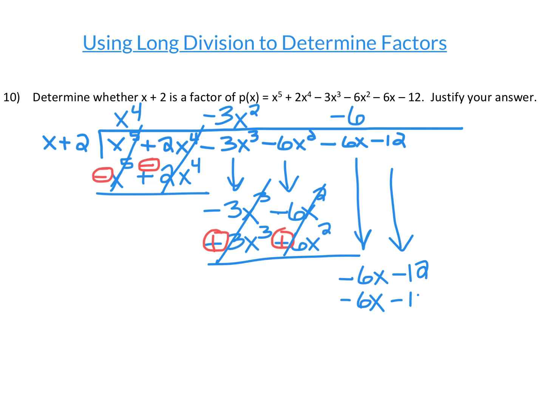All right, then I'm going to switch my sign so this becomes a plus. And this becomes a plus, and then, look at that, everything cancels off. So, if everything cancels off, it means we have no remainder. So if we have no remainder, x plus 2 divided into p of x evenly. So if it divides into it evenly, it means that x plus 2 is a factor of the expression.